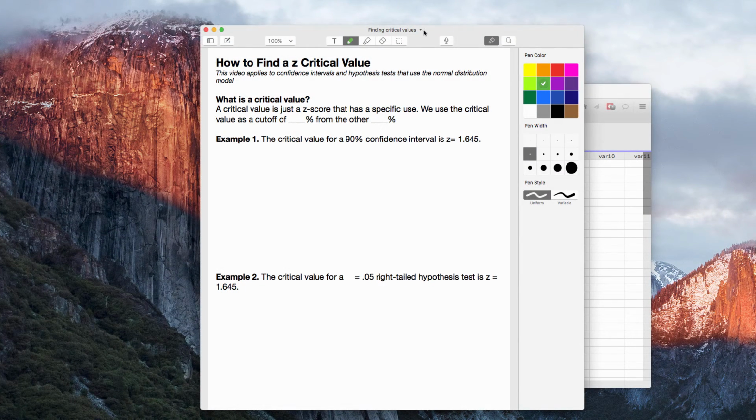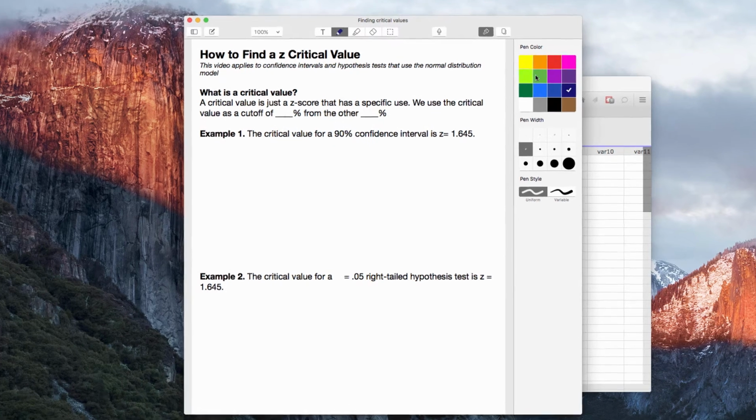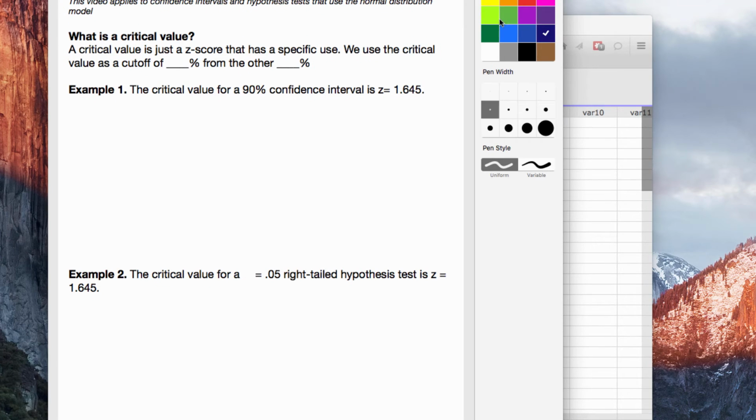In this video, we're going to look at critical values and what they mean and how to find them. So first, what is a critical value? It's just a z-score that has a specific use. It splits up a normal curve from a certain percent of the data from the other percent of the data. So here's an example of what it looks like.